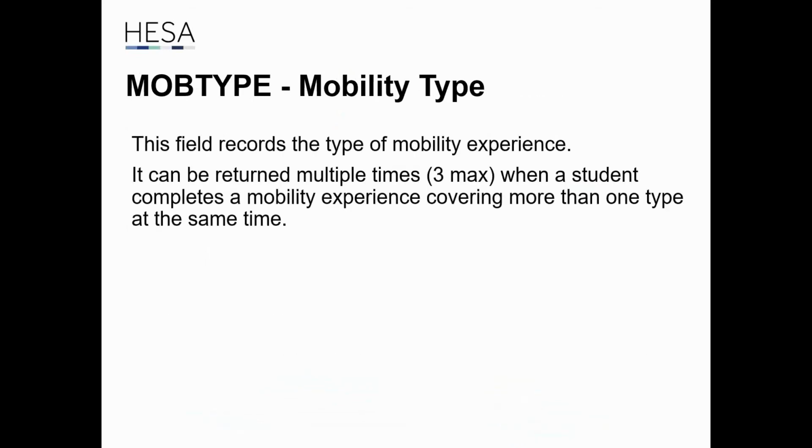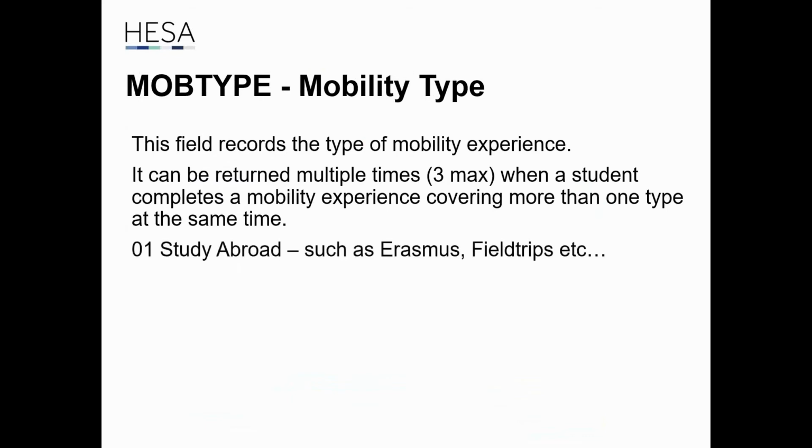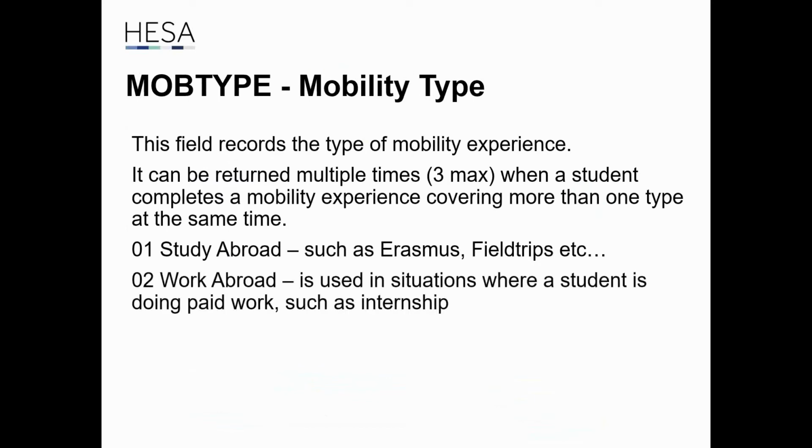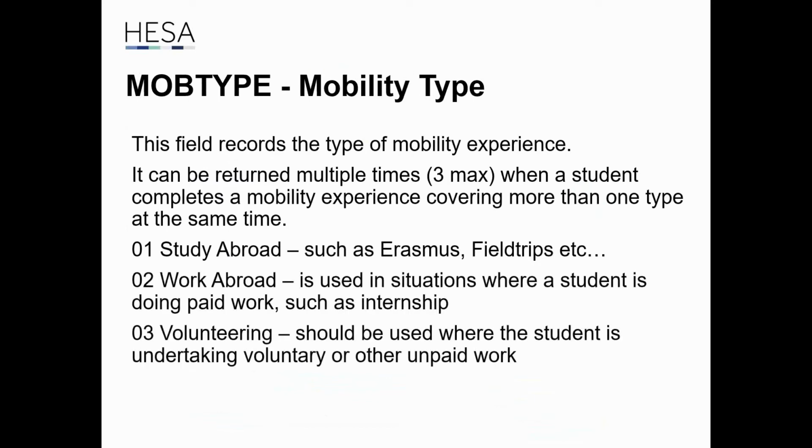And then we've got the type of mobility. It can be returned multiple times. For example, a student might complete a mobility experience which covers more than one type of activity. So you've got study abroad, like Erasmus field trips. You've got work abroad, I'm going to explain that one, and you've got volunteering as well. So let's say, for example, a student goes to Germany and they decide to do both study and a work placement. What you could do is record both study and also work within there.